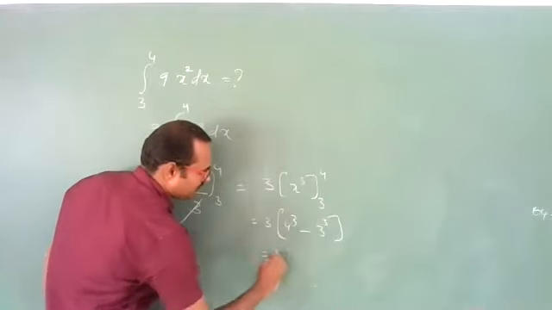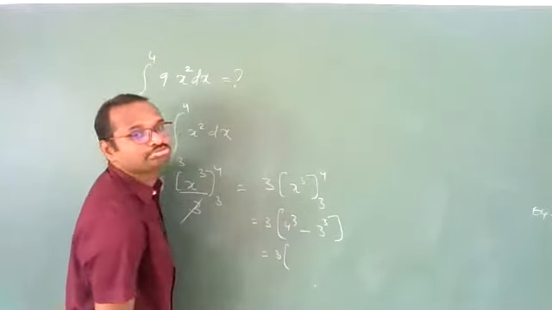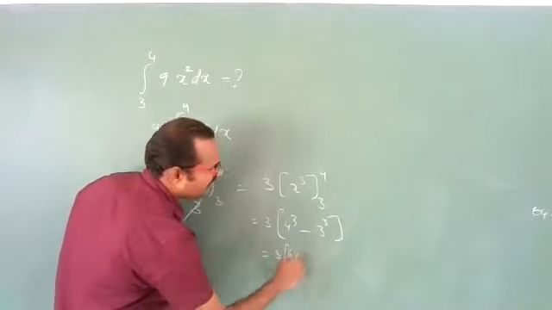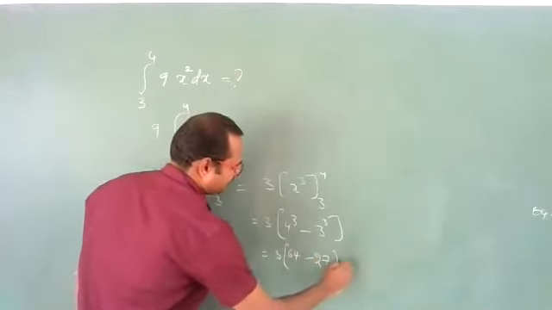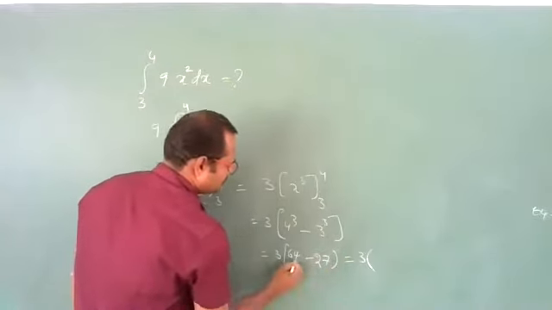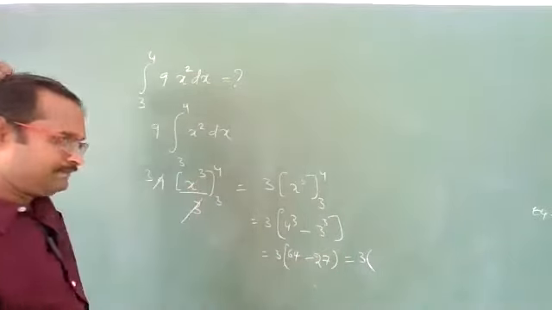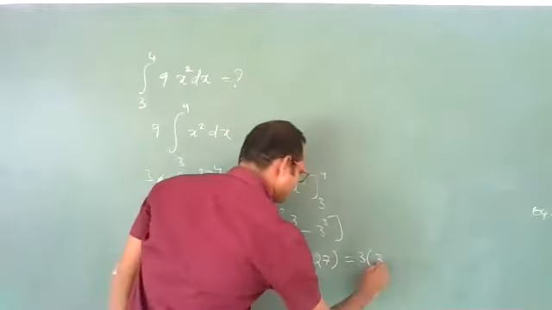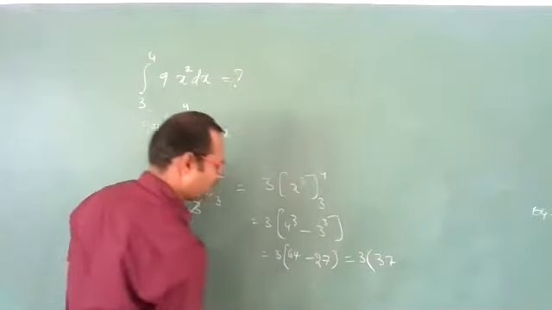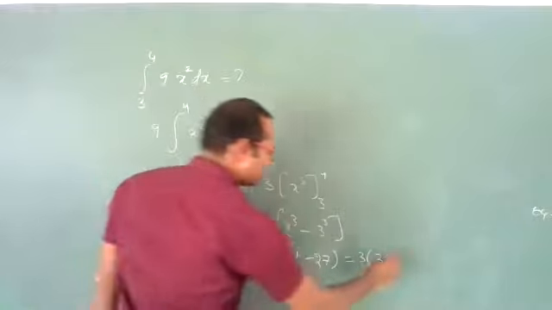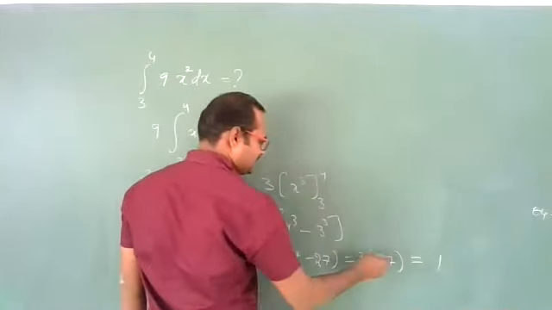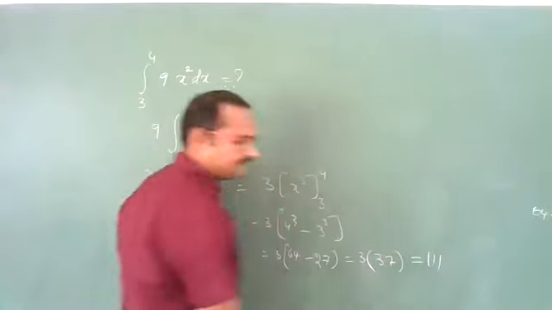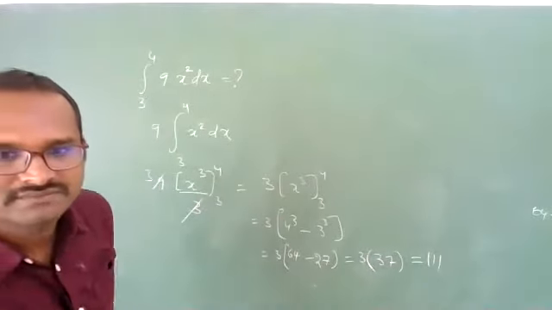3 into 4 cube is 64, no? 64 minus 3 cube, which is 27. So 3 into 64 minus 27. That is 37, correct. So 37 into 3: 3 sevens are 21, 2 carried; 3 threes are 9 plus 2 is 11. So triple one, 111.